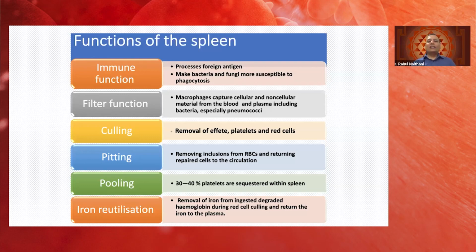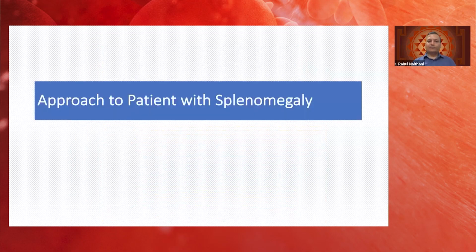Now, any exaggeration of these normal physiological functions can lead to splenomegaly. So it is important to understand the physiology so that once we have a patient with splenomegaly, we can tailor our investigations or approach accordingly. Now, how do we approach a patient with splenomegaly?